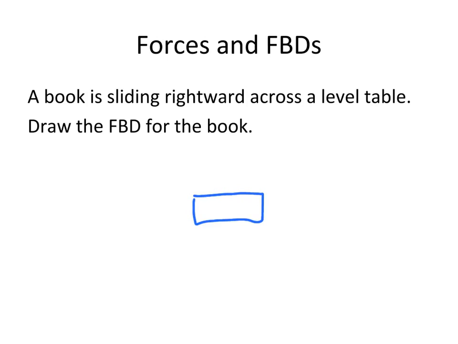Here's our book. We have the force of gravity acting down on the book. We have the normal force acting upward on the book. And if the book is sliding rightward across the table, then we would have the force of kinetic friction to the left. We're not told that the book is being pushed or pulled by any other applied force, so that's it, just the three forces.